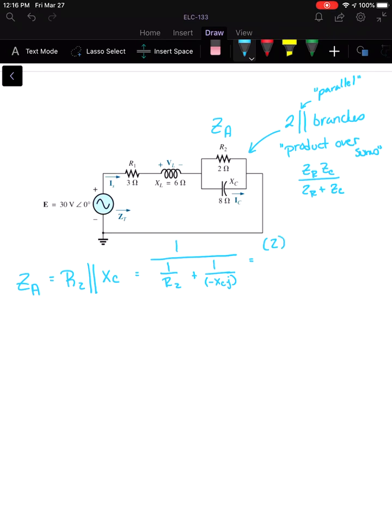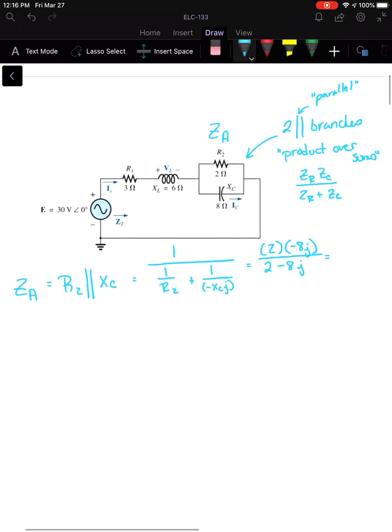So 2 ohms, and that's at 0 degrees, so I'm going to leave off the 0 there, times a negative 8J, I'm putting that in parentheses, over 2 plus negative 8J, or minus 8J. Okay, so once we calculate that, you can give your answer in rectangular coordinates or polar coordinates. It really doesn't matter if you're using your calculator.